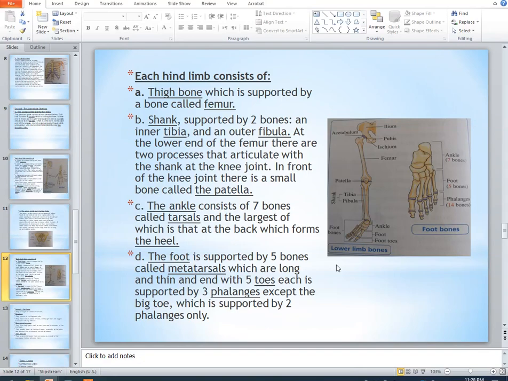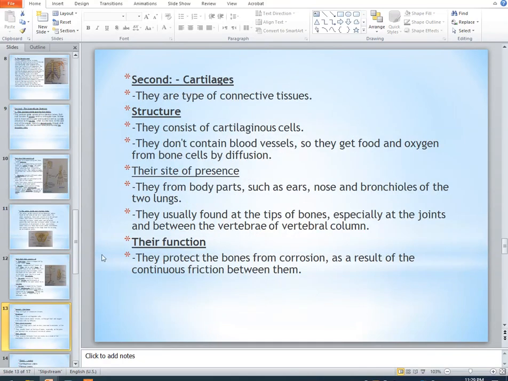The ankle consists of 7 bones called tarsals, the largest of which is at the back, which forms the heel. Also, we have the foot supported by 5 bones called metatarsals, which are long and thin and end with 5 toes, each of which is supported by 3 phalanges, except the big toe, which is supported by 2 phalanges only.